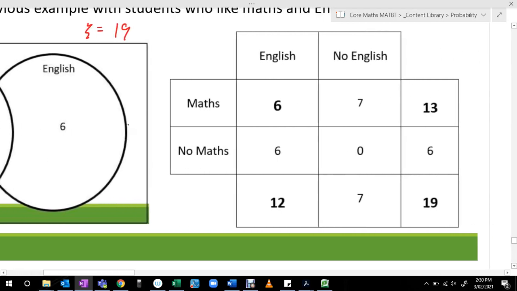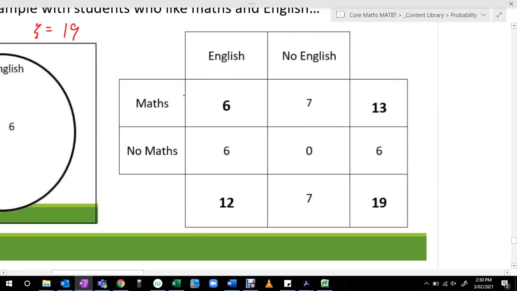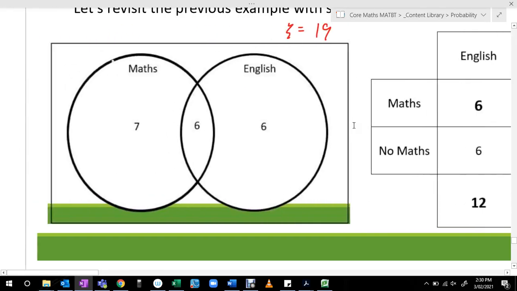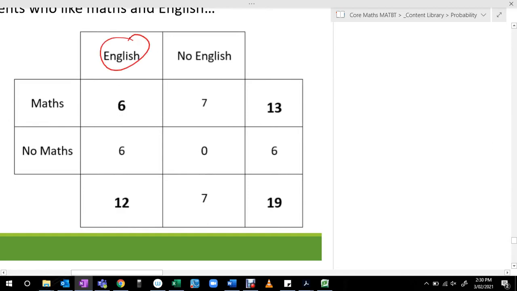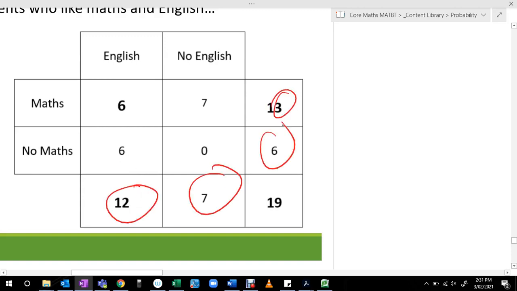Maths only is 7. So if I wanted to go maths only, that would mean it's math but no English. Right? So math but not English, because it's math only. So it would be 7 right there. And then for English only, there, 6, that would mean English, but no maths. So that would be here, the 6. And the numbers, when you add them up, should equal what they equal here. So you'll be adding them all up to get them.